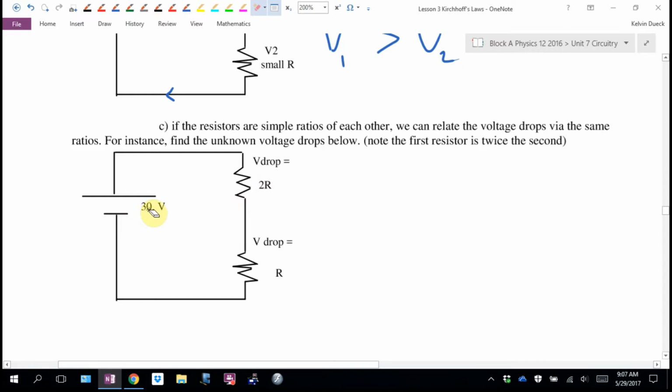How can I divide 30 volts up into a 2-to-1 ratio? I can't think of a time where I had to use that to solve something. I've used it as a shortcut.